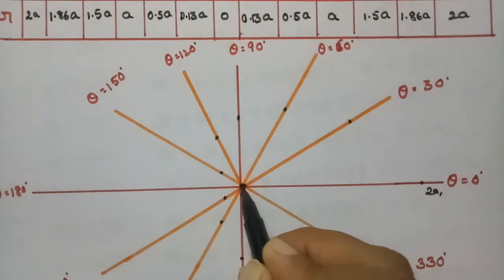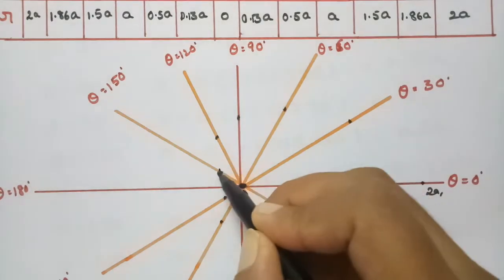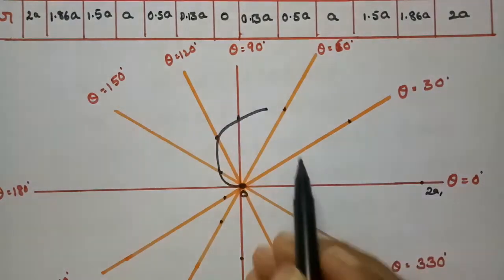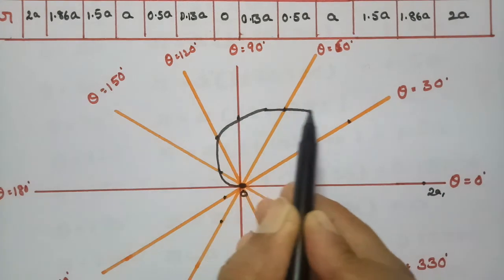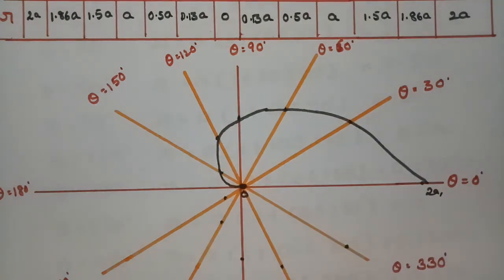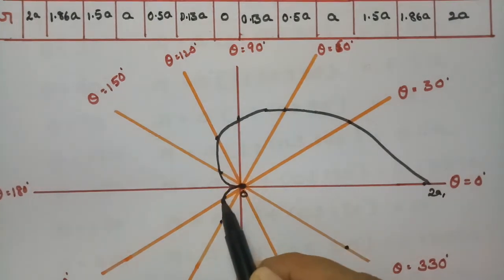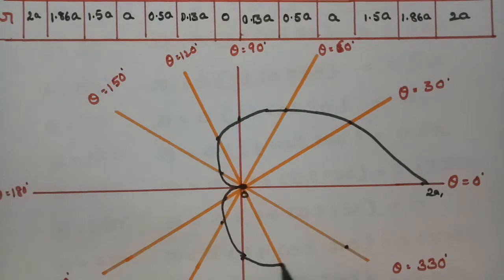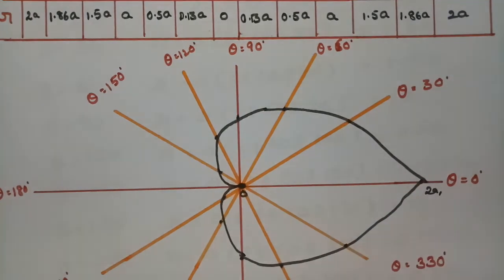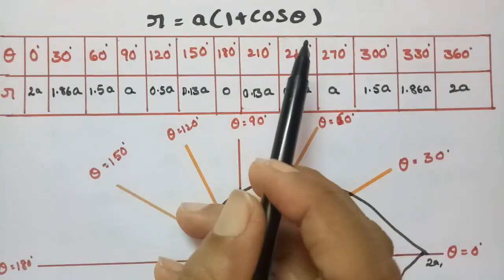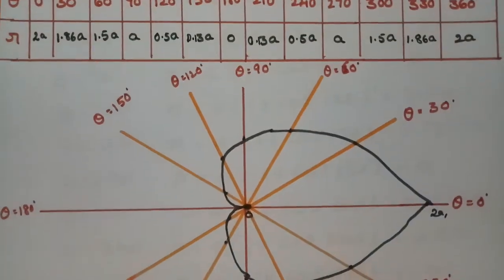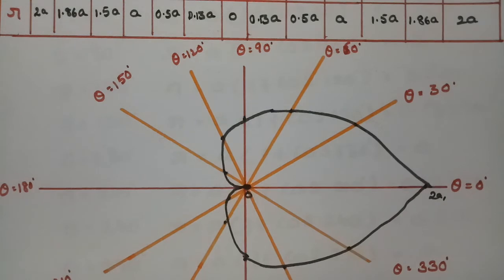So if I keep on closing all these values, see here, this is a heart shape. As it is symmetrical about the initial line, the same figure will come on this side also. See here. So this is the shape of the curve r is equal to a into 1 plus cos theta. So this is nothing but a cardioid.